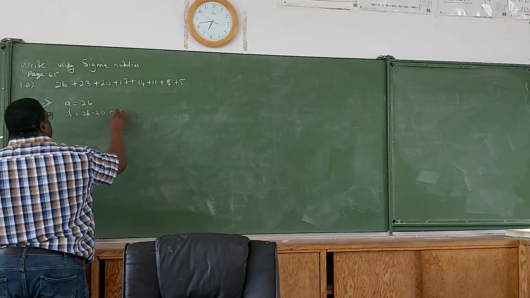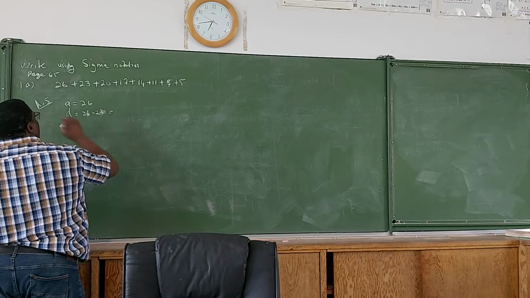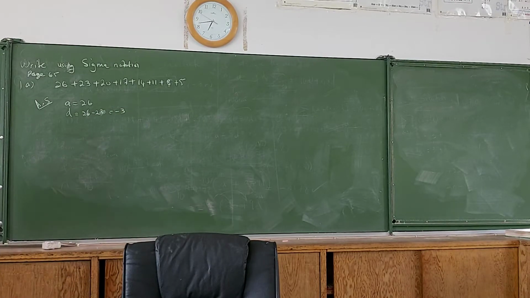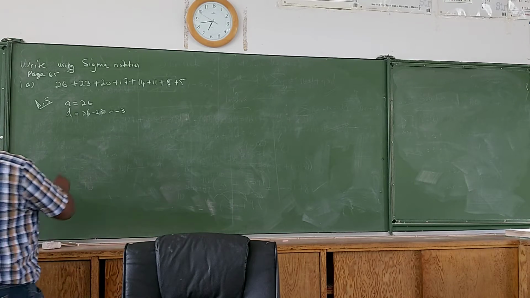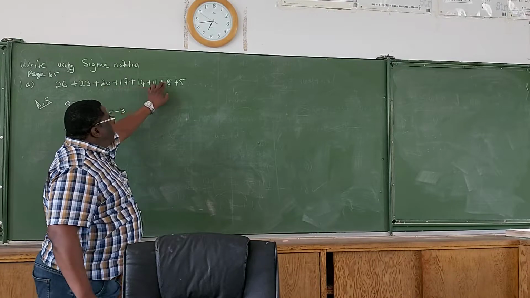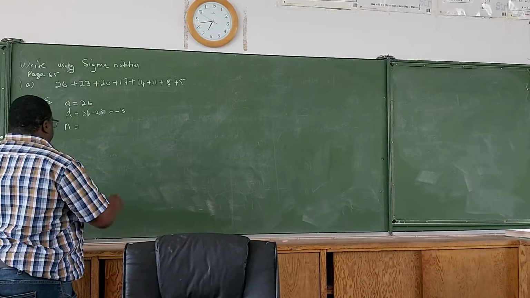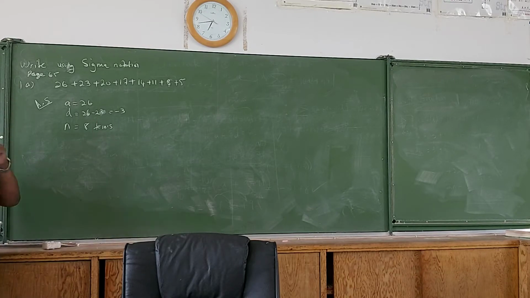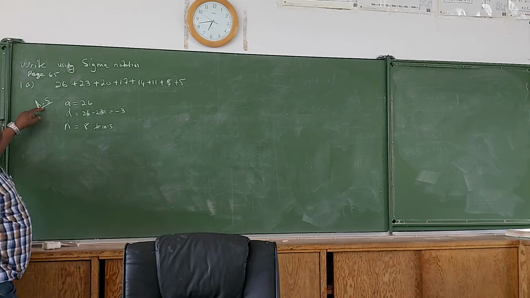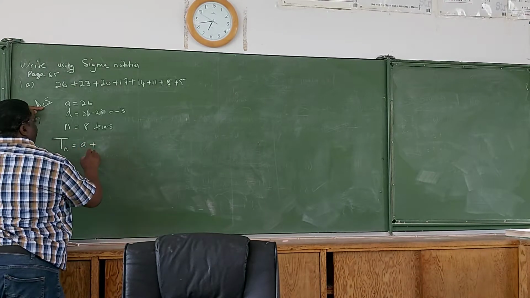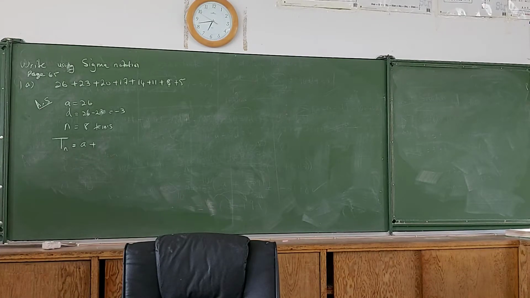This minus that. Are we happy now? The number of terms: 1, 2, 3, 4, 5, 6, 7, 8 terms. Are we together? There are 8 terms. The only thing we need to find, because we know it's an arithmetic series, is T sub n. We know the last one.